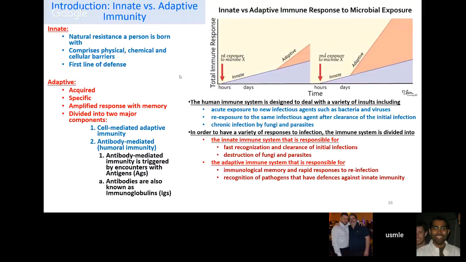Remember the acquired one. It's an amplification of all the memory cells, which you're going to stick for a while. So you're going to have two major components: the cell-mediated and the antibodies. The antibodies, you're going to have two types: the antibody-mediated immunity, which is stimulated and triggered by antigens, and antibodies, also known as the immunoglobulin, produced by the plasma cells. And remember that anything that is innate is the first line of defense, and anything else can attack it without any problem.